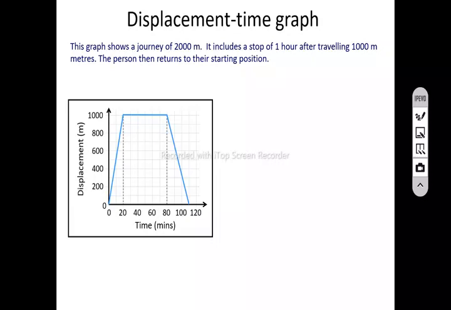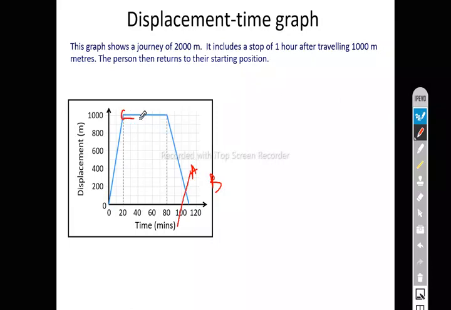How do you determine that? Number one, which part shows the 1 hour stop? From 20 to 80, all of this region up here is flat. This is a region where the person was at rest. In 10 minutes, he covered 400 meters. In 20 minutes, he covered 1,000 meters. From 20 to 80, did he reach any higher distance? No, he just flatlined. He basically has a plateau.